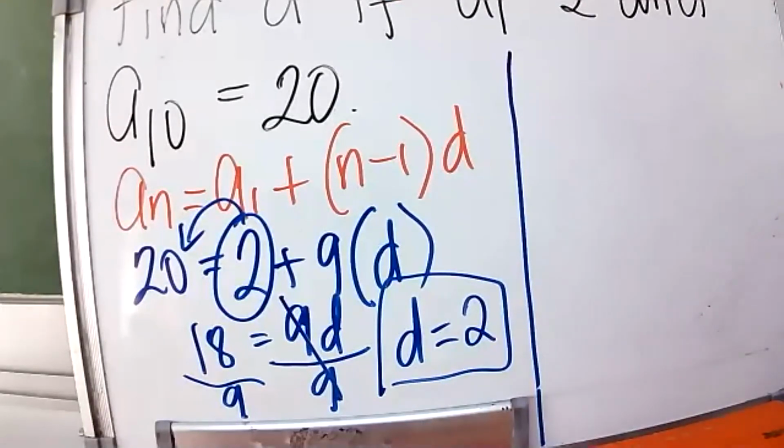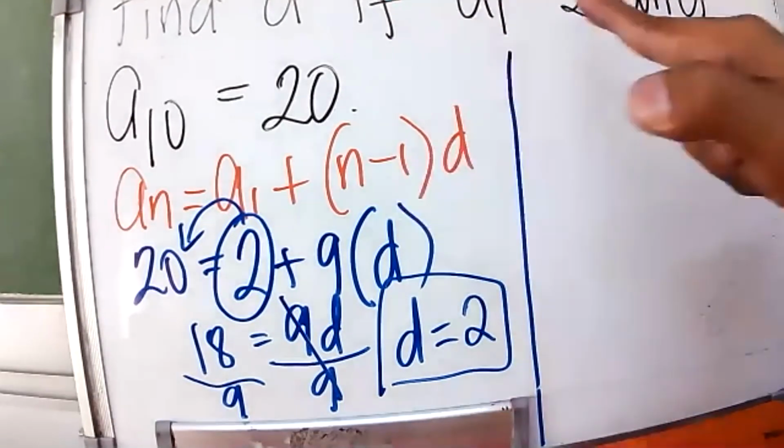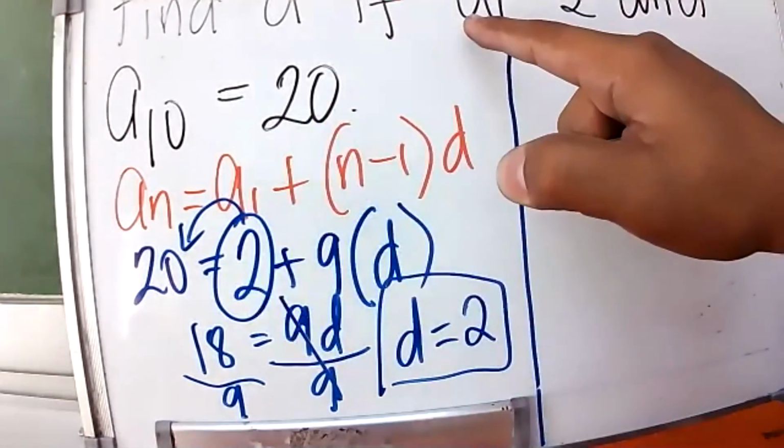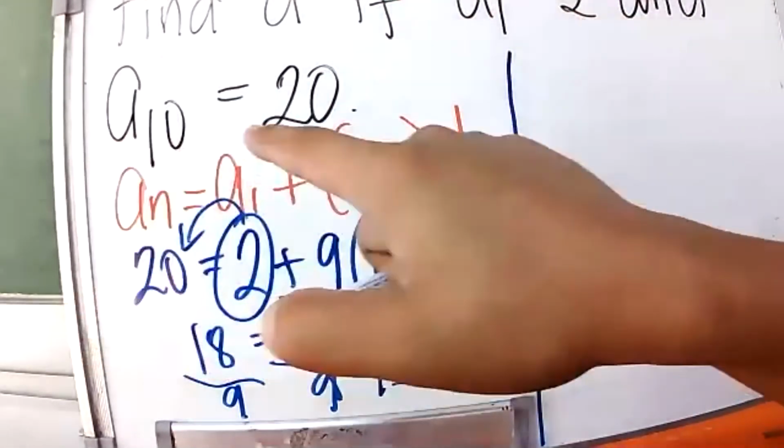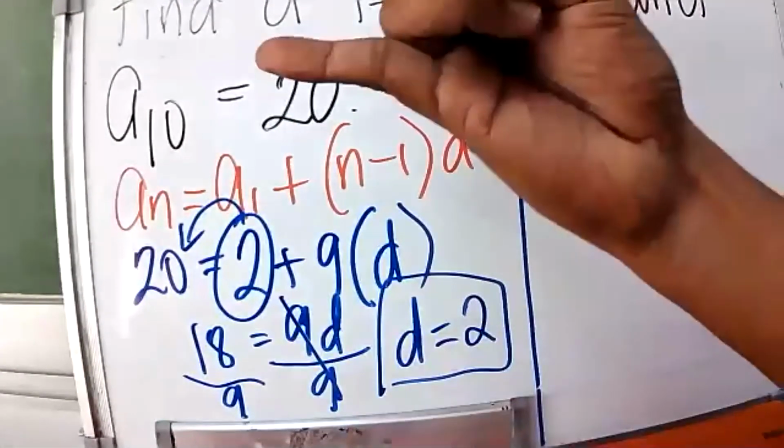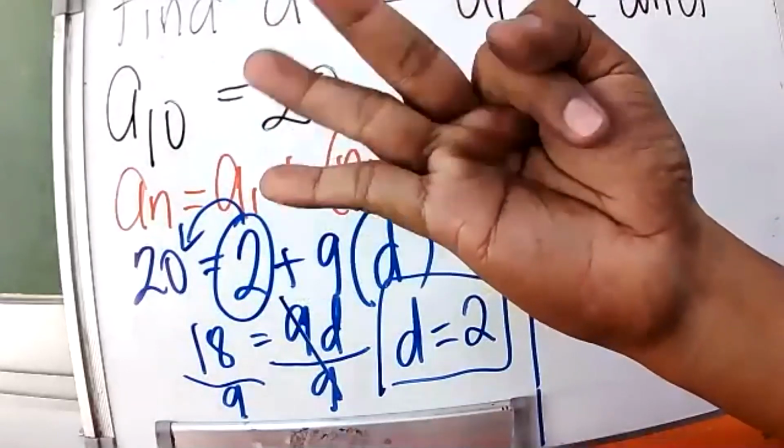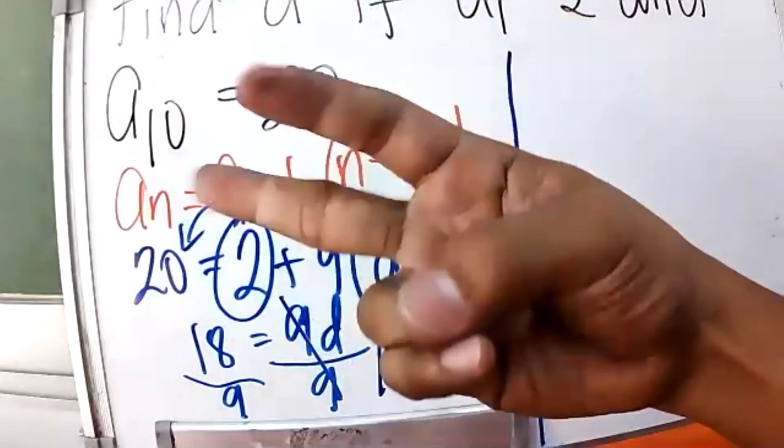Okay? And for this, mentally, your a sub 1 is 2, your a sub 10 is 20. 2, 4, 6, 8, 10, 12, 14, 16, 18, 20. Oh, skip counting by 2.